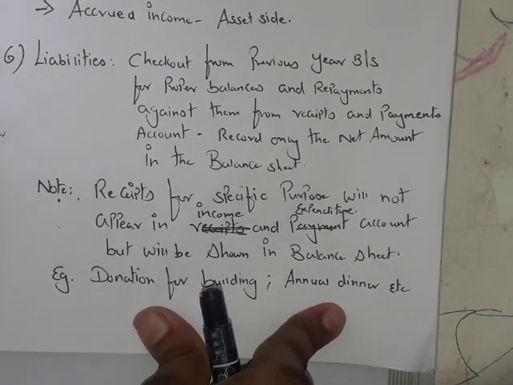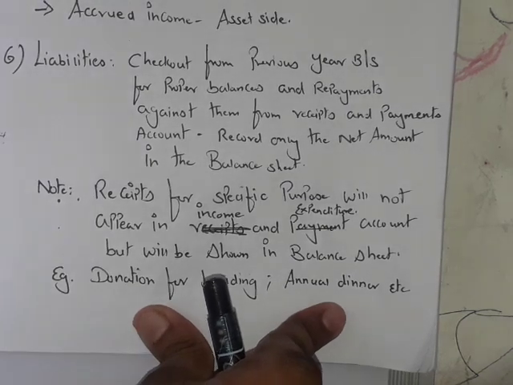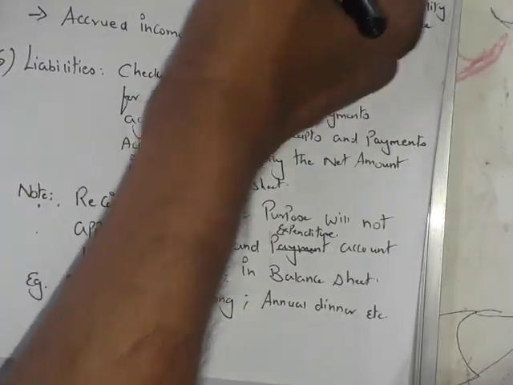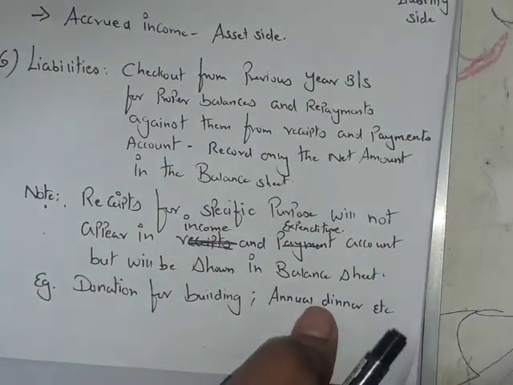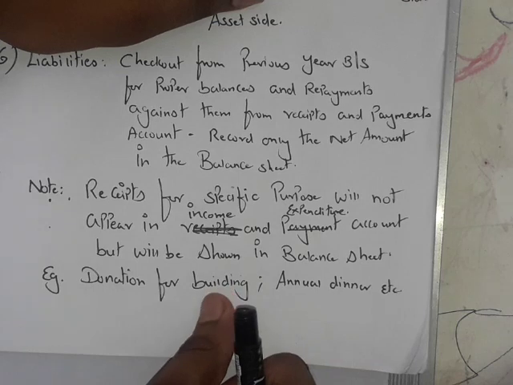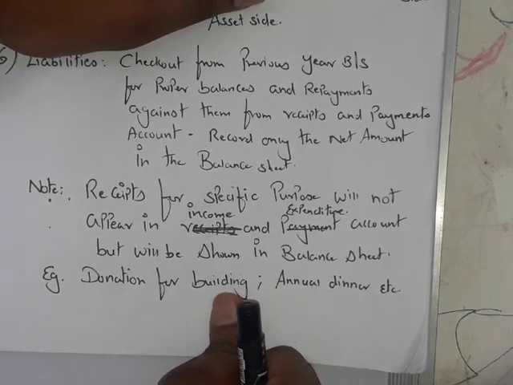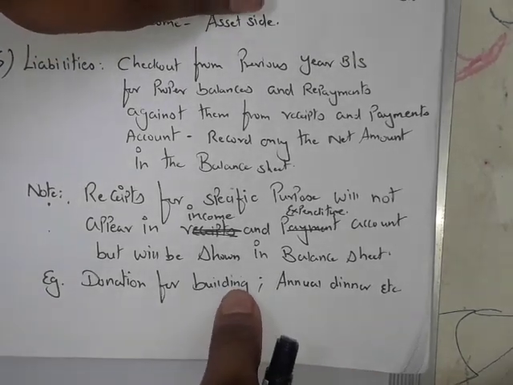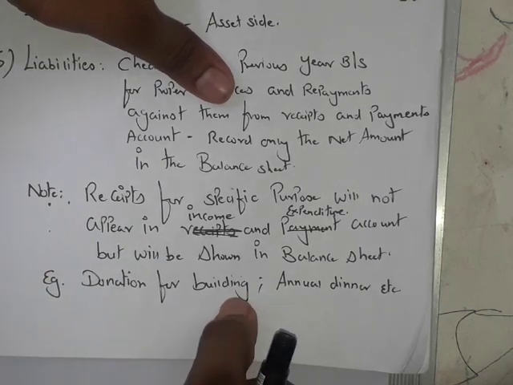These donations which you received for a specific purpose, like donation for building or annual dinner donations, can't be used for any other purpose except the purpose for which they have been provided. That means the donation amount you receive for building should be used only for the building purpose, and it should not be used for any other purpose or to meet any other expenses.